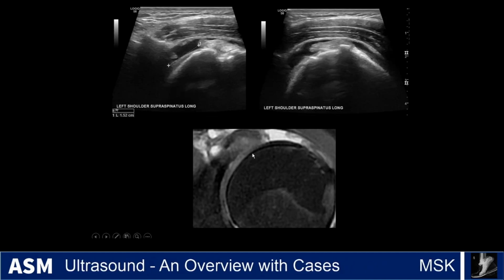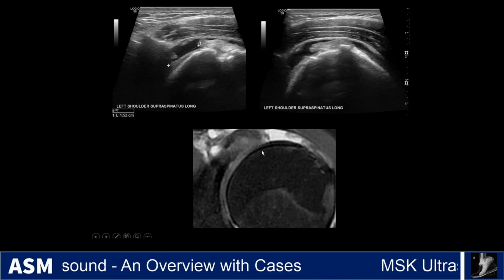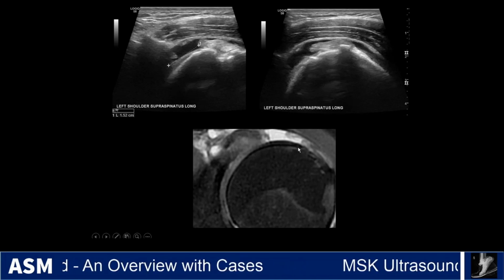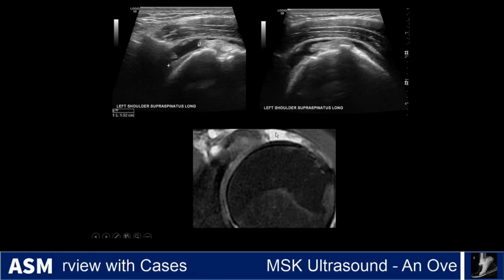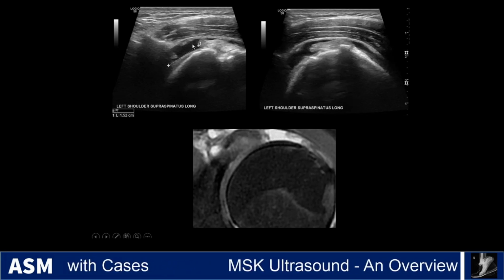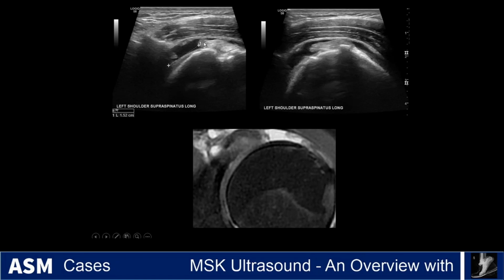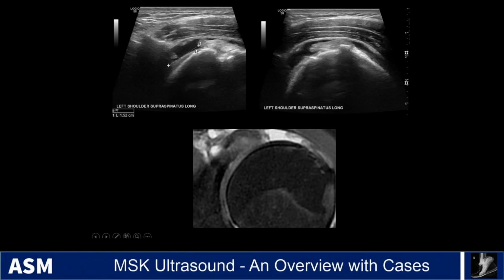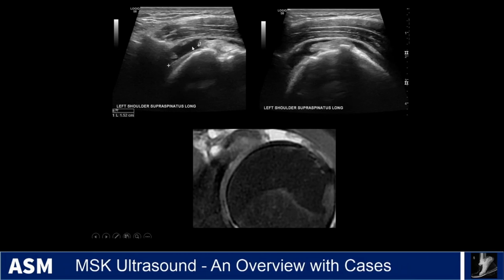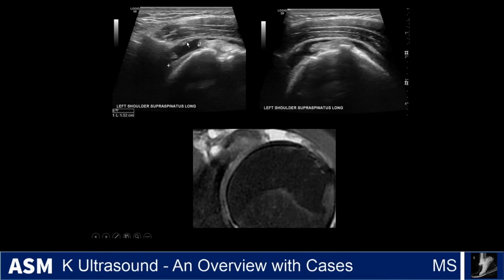Here we have another great example of a full thickness cuff tear. You can see the humeral head right here with the cartilage and the uncovered cartilage here, the uncovered cartilage sign. And the ultrasound showing here the acromion, the supraspinatus, and there's a big gap right here with the cartilage uncovered and a gap with the deltoid sitting on top here.